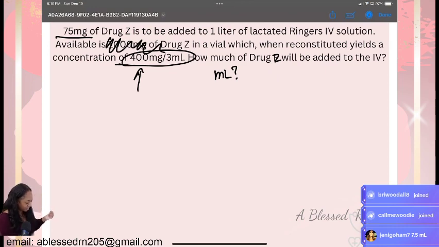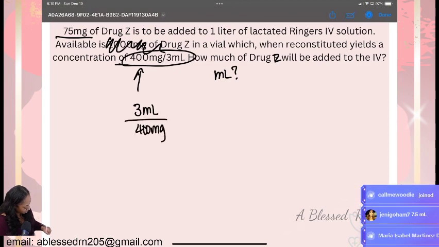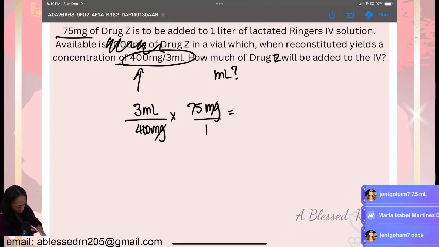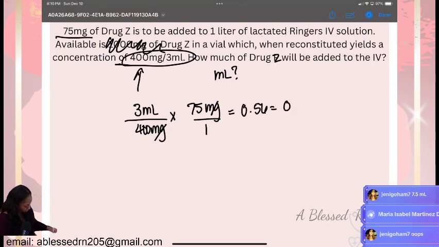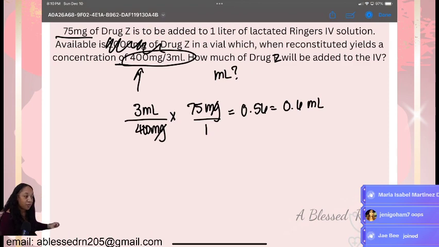So we're looking for mLs, 3 over 400 mg. We have 75 milligrams that we want to add to our IV fluid. Milligrams are gone, and we're left with mLs. So 3 times 75 divided by 400 is going to be 0.56, or 0.6 mLs if you round it to the nearest tenth. Okay, making sense? Makes dollars make sense.